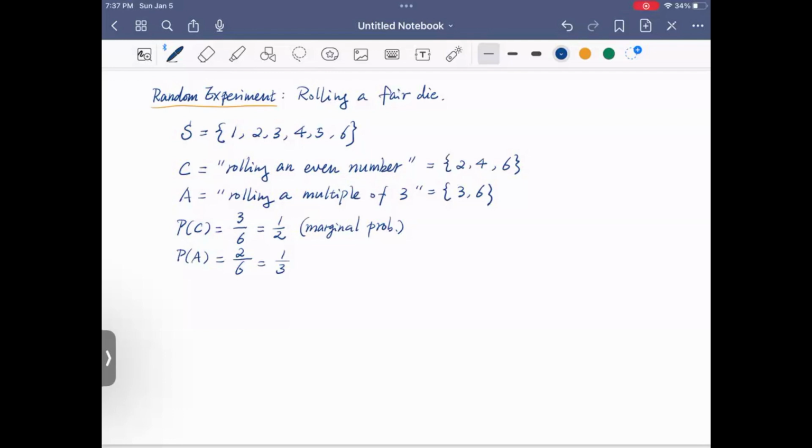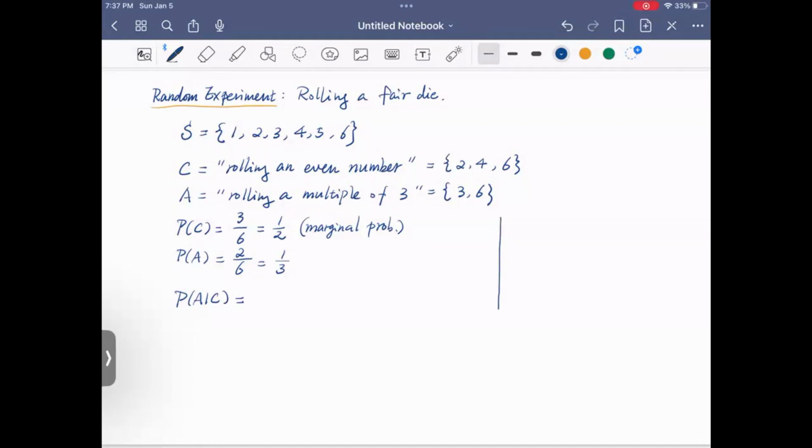Now let's consider the probability of A given C. That means we know that the number is an even number. Then what is the probability that it is also a multiple of 3? So this is the conditional probability. Let's first just use the Venn diagram to answer this question.